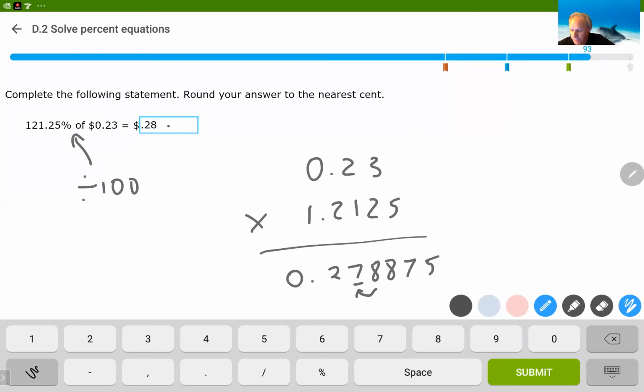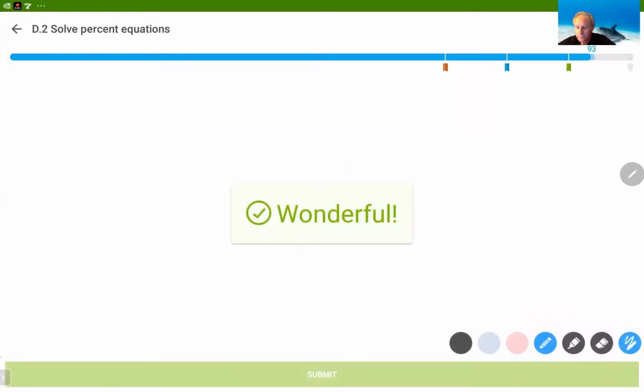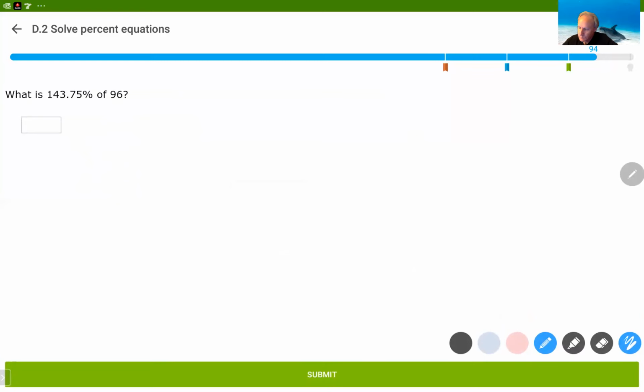I don't think I need to put the 0 in. Does it make sense that 28 is a little more than 23? And it does. So we want to take 96 and multiply it by 1.4375. And again, I'd want to reverse that if I was doing it by hand. It's 138. Worked out nice.